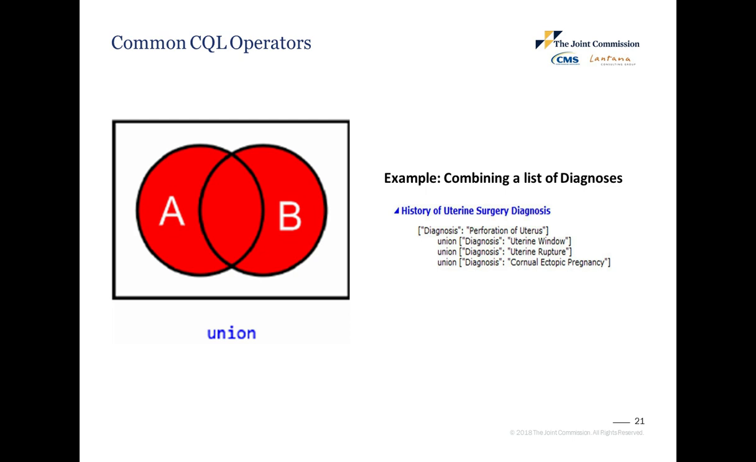will meet. And just to clarify what lists are the results of what the logic is looking for in the EHR, let's look at the example given. The logic is looking for a diagnosis code of either perforation of uterus or uterine window or uterine rupture or ectopic pregnancy. So what union does is it combines all the diagnosis codes into one list so that if the patient encounter has any of the diagnosis codes, it will satisfy the condition.